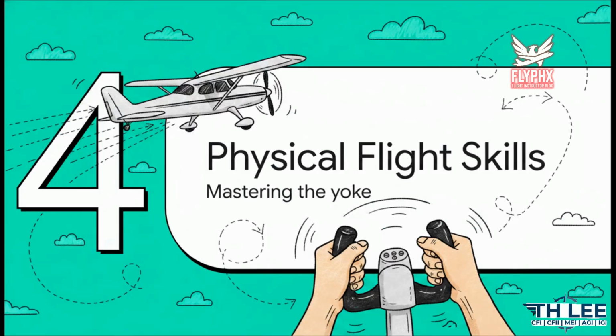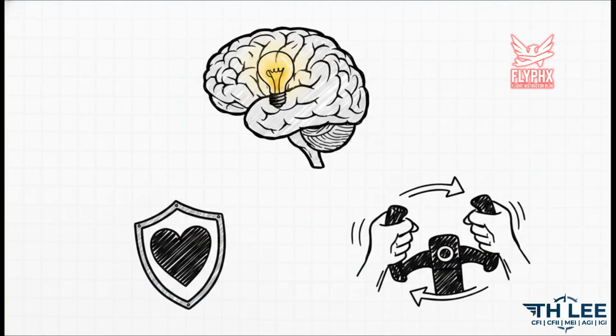Which brings us to Section 4, mastering physical flight skills. Complete flight training hits all 3 domains of learning. We call this CAP. First is the cognitive domain. That's your raw knowledge and understanding. Second is the affective domain, which covers your feelings, your values, and your overall attitude towards safety. And third is the psychomotor domain. Now, this is where your physical skills actually live.